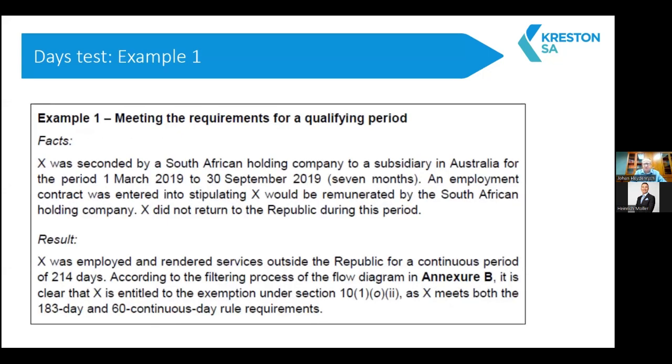All right, this is a simple example. X was seconded by a South African holding company to a subsidiary in Australia for the period 1 March 2019 to 30 September 2019. So how does the look forward look back? On 1 March 2019, you look forward for the next 12 months to 28 February 2020. In that period, you were away for more than 183 days because you were away for 7 months. And in that same period, you have been away for 60 days continuous, so you qualify.